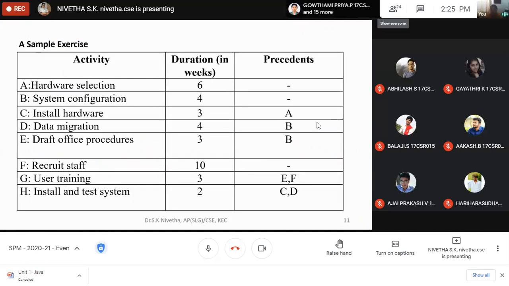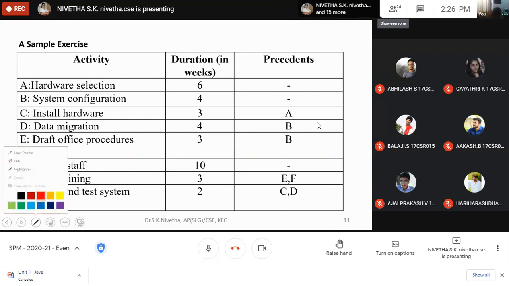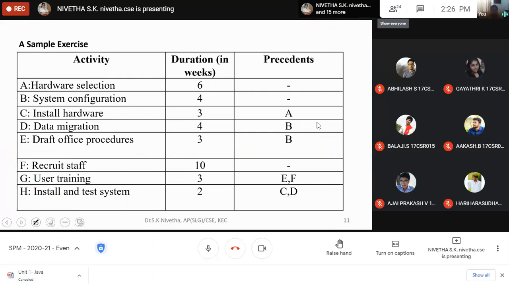So this is one sample example. Totally 8 activities are there. For each of these activities, duration is mentioned: 6, 4, 3, 4, 3, 10, 3, 2. So these are the durations for each activity, and you can see the precedents. For A and B, there are no precedents. Directly we can start that. And for F also, no precedents. Directly F can be started without waiting for any activity to get completed.